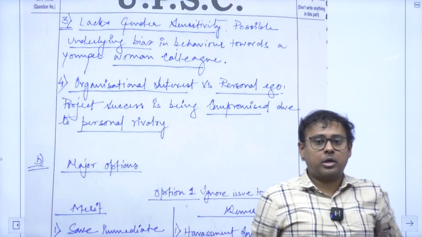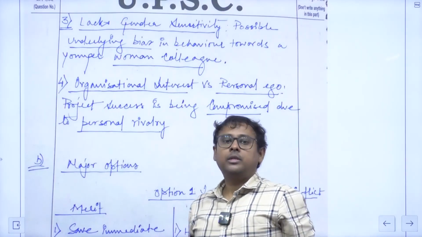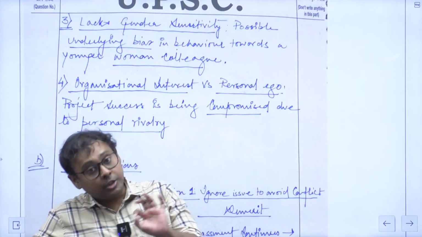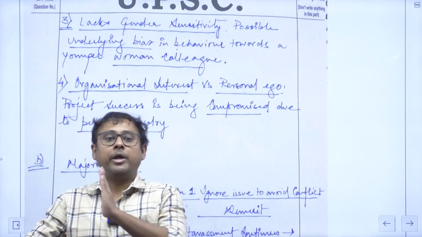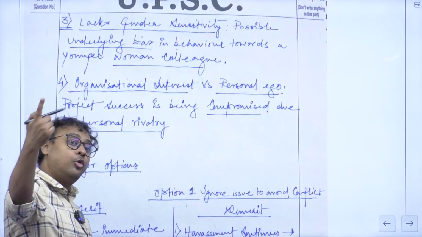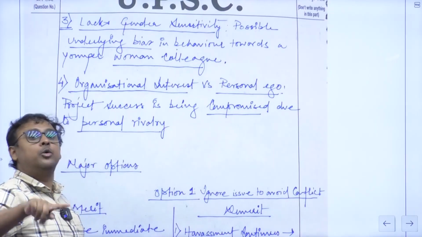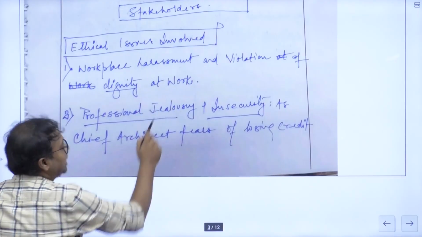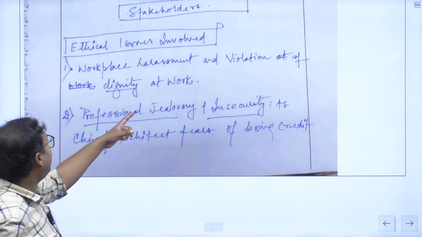Ethical issue means what? There is a set of values, a set of principles or a virtue that is abrogated. So what will come in issues? I have told you previously also, a negative connotation will come. Hence, look, workplace harassment and violation of what?